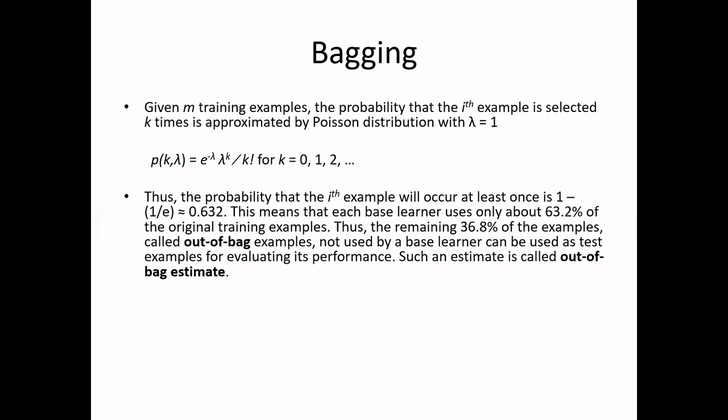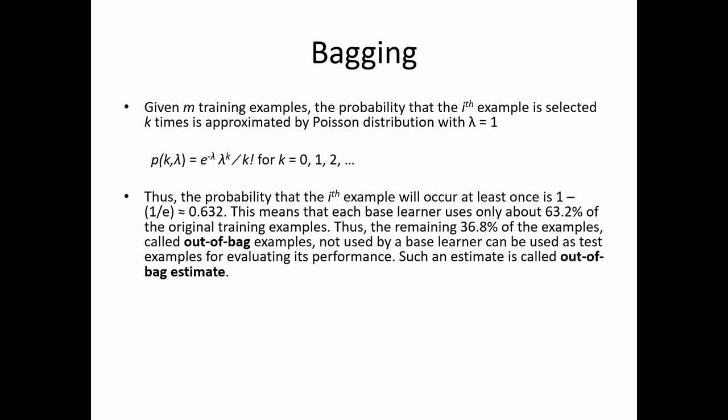So given M training examples, the probability that the ith example is selected k times is approximated by a Poisson distribution with lambda equal to 1. We're not going to derive that. You have to assume that that's a correct statement. There is an expression for the Poisson distribution shown there, and that basically tells you the probability that the ith example will be selected k times.